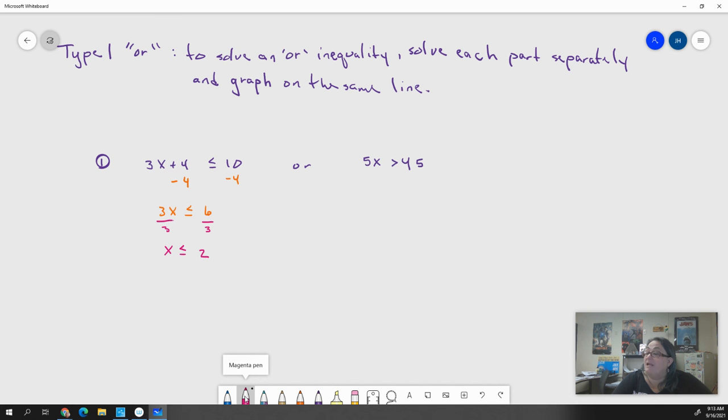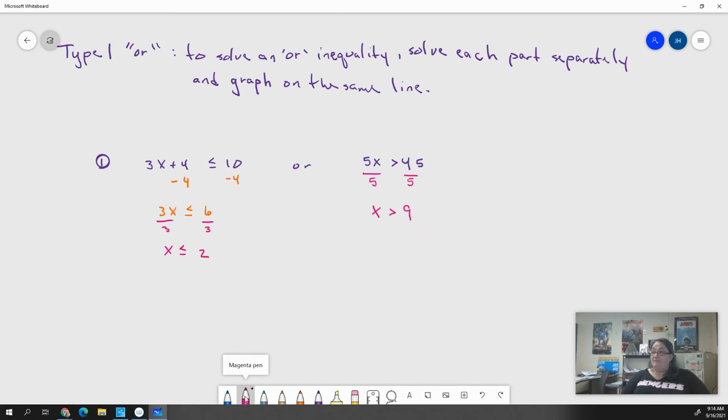And now we're going to work this side, right? We've got this one solved for x. This one problem is already solved for x. So we can move on to the other problem and go figure out what that is. The only thing that's happening to this is that we have 5 being multiplied to that x. So we're just going to go ahead and divide out that 5 on both sides, right? And I will be left with x > 9.